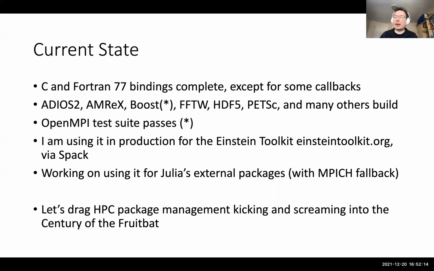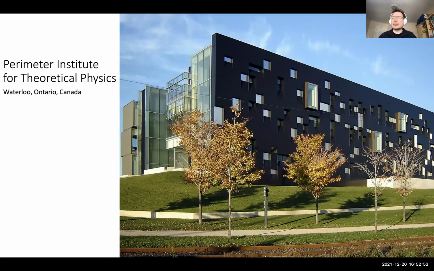And the main point of my talk is let's drag HPC package management, kicking and screaming, into the century of the fruit bat. Let's make sure you can have binary package management on HPC systems. And I don't care whether it's MPItrampoline or a wrapper interface for MPI or libFFI or something, but I really think you want binary package management. And I'm sorry that you called your thing EasyBuild. If this works out, you might have to rename it to Easy Download or similar. That is my presentation. Thank you for your interest. And if you have questions, now is a good time to ask.